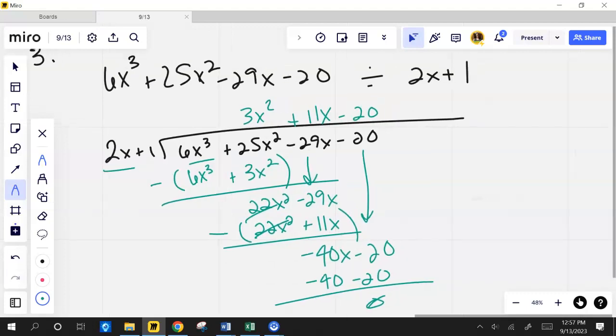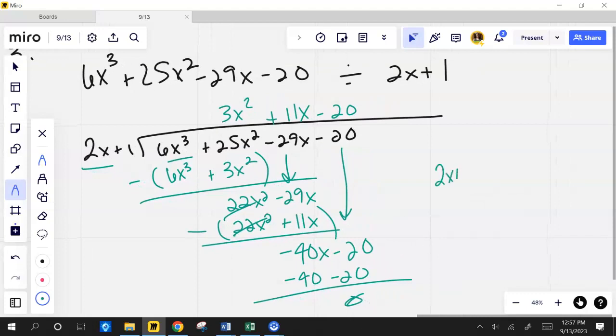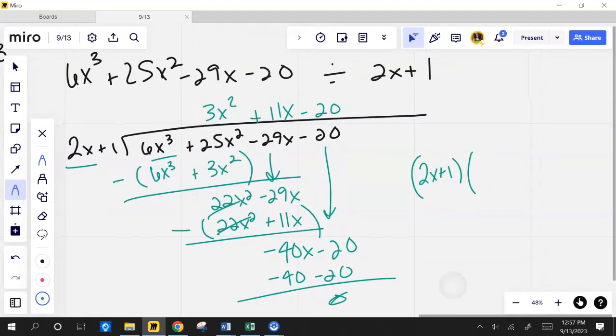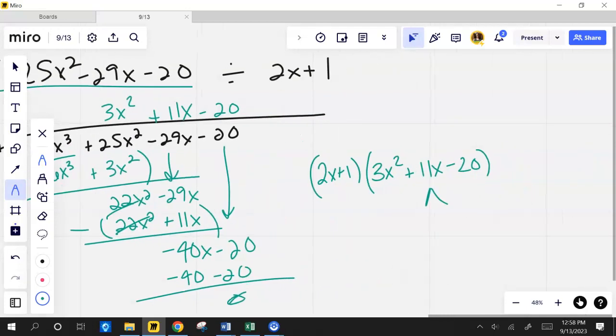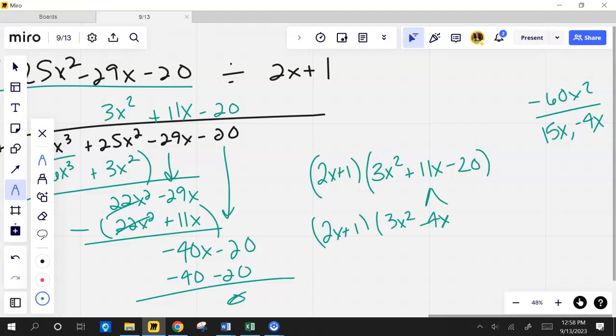So, to factor this completely, I know that 2x plus 1 times what would give me this? 3x squared plus 11x minus 20. Yes? Now I can split this one up. What multiplies to negative 60x squared but adds to 11x? Look at you. 15x, negative 4x. 2x plus 1, 3x squared minus 4x plus 15x minus 20. Is anybody struggling with this part? Because I'm running through it kind of fast.